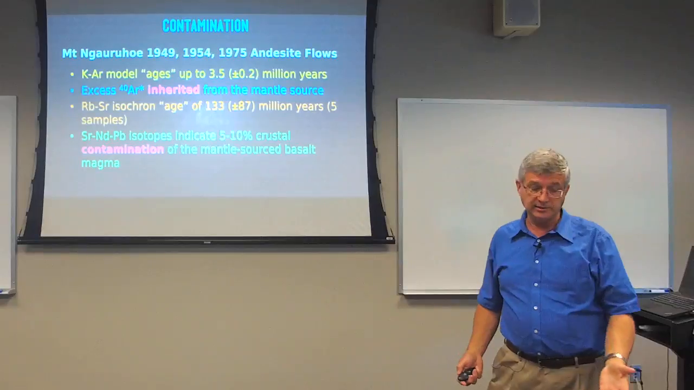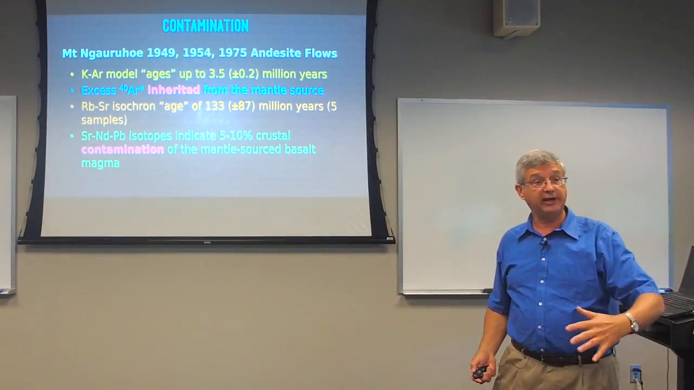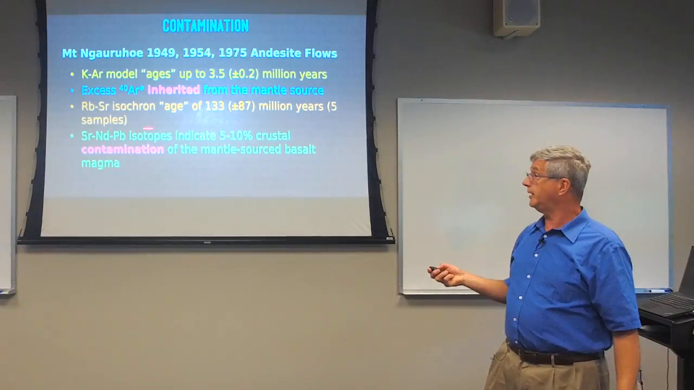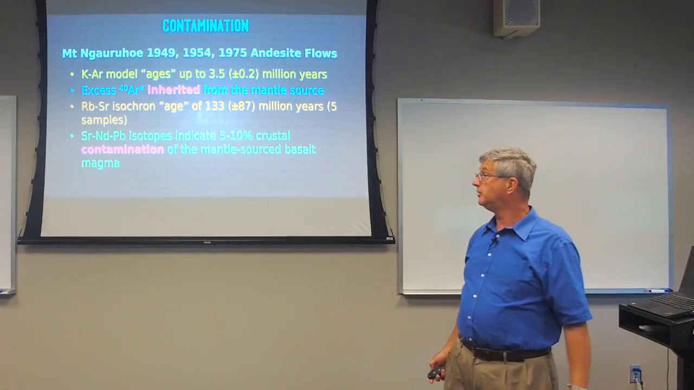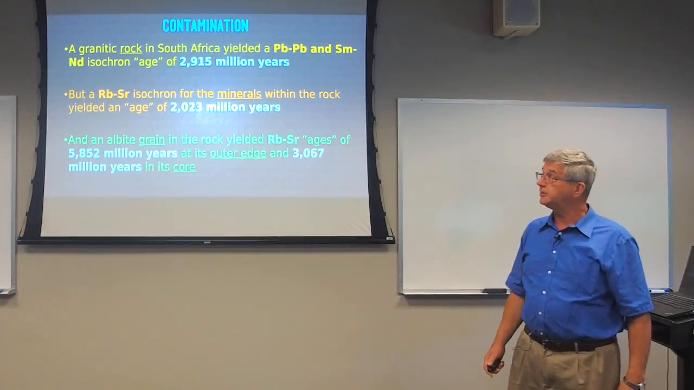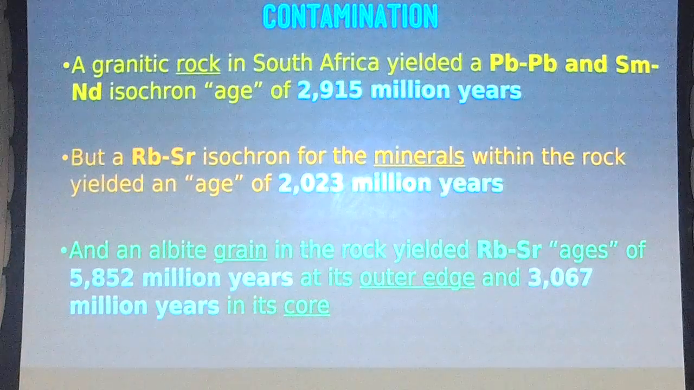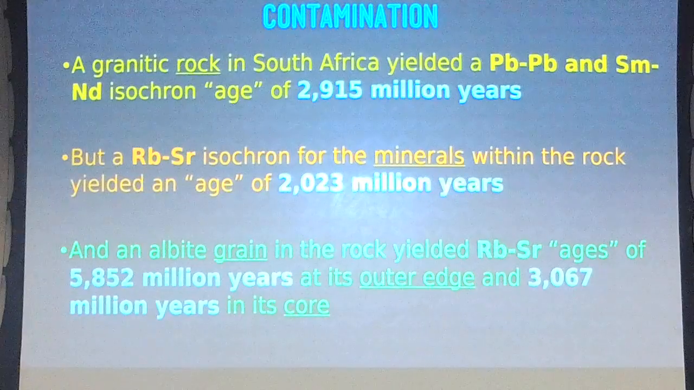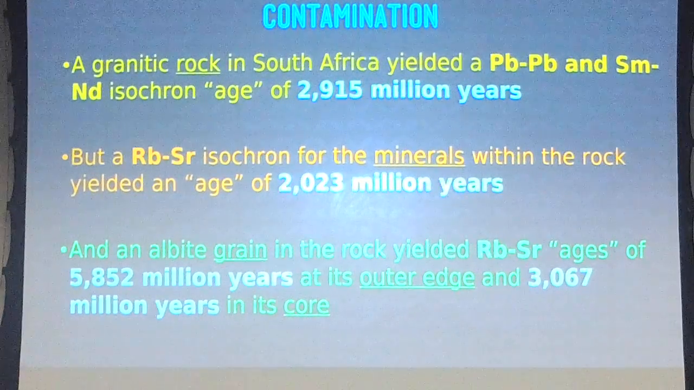As a consequence of that contamination, it's affected these radioisotope systems. They become contaminated. Here's some more examples of contamination. A granitic rock in South Africa yielded a lead, and samarium neodymium age of 2,915 million years, but a rubidium strontium isochron from minerals within the rock yielded an age of 2,023 million years.